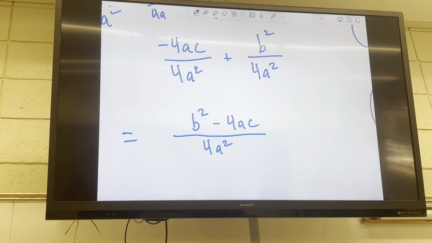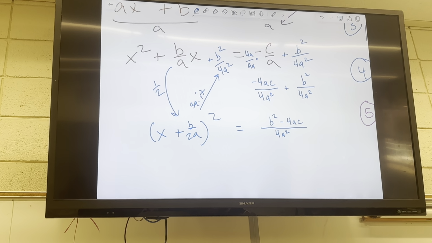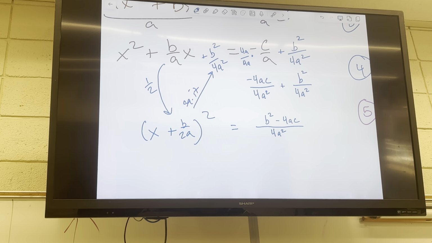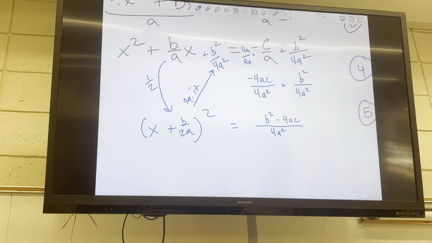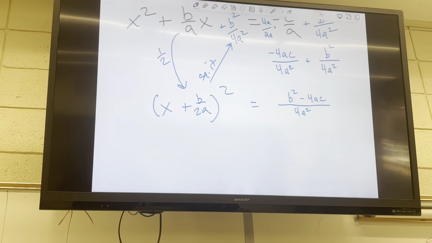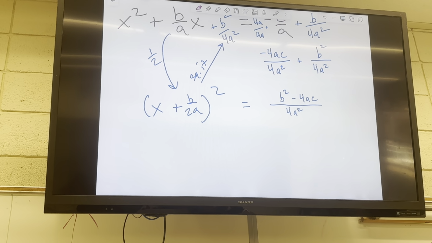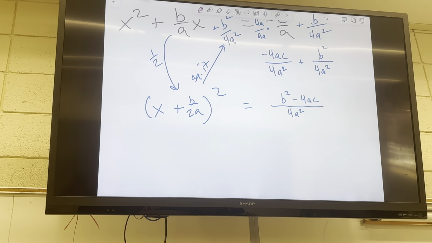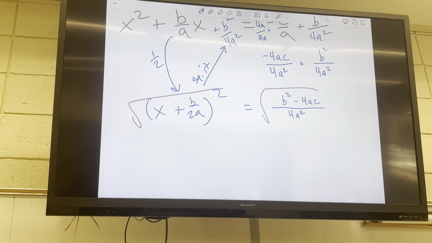So that's the hard part, those two steps, getting all of that together. That was steps 3 and 4 all at once. Now, step 5, it's kind of intuitive. You're just going to want to take the square root of both sides. So I'm going to take the square root. This is step 5 here.